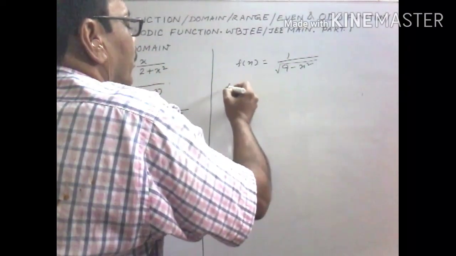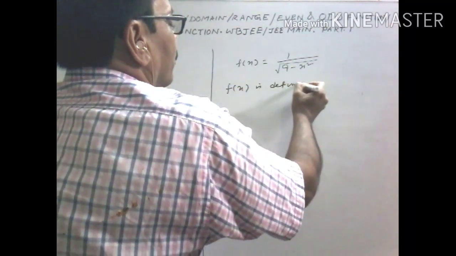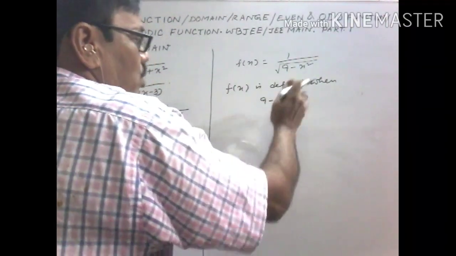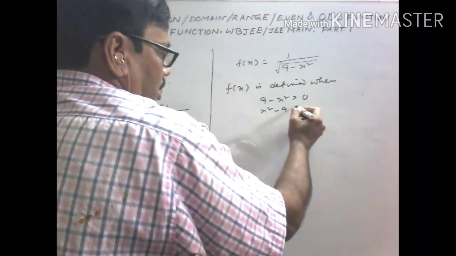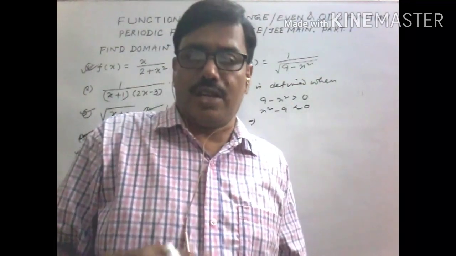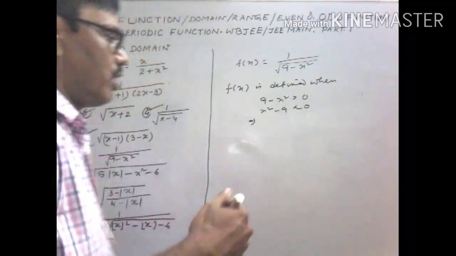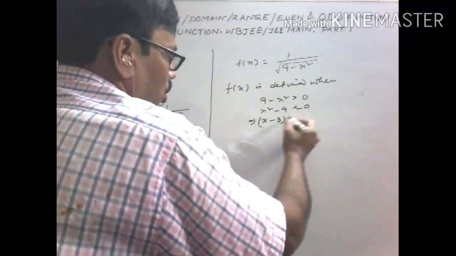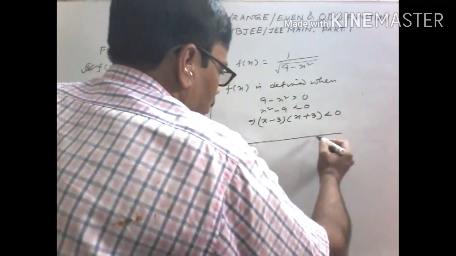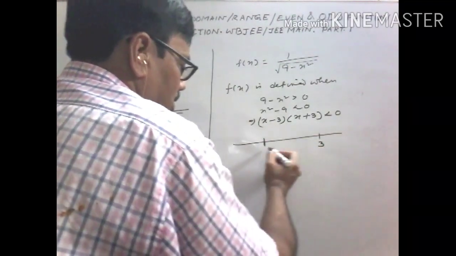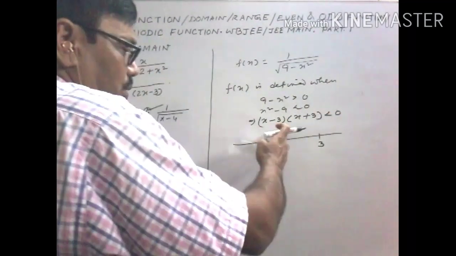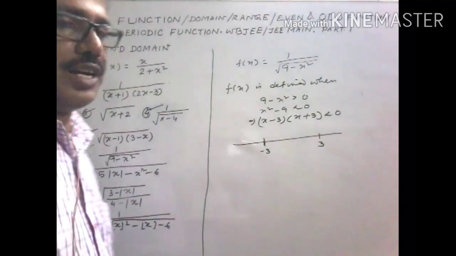So f(x) is defined when 9 minus x square is greater than 0, only, as it is at the denominator. So x square minus 9 less than 0. So do not write x less than plus minus 3. It is not true for second order inequality. So you know, if you have to factorize it into linear factors of quadratic form, look at the values 3 and minus 3, which we consider. If it is less than 0, the value lies inside the interval.